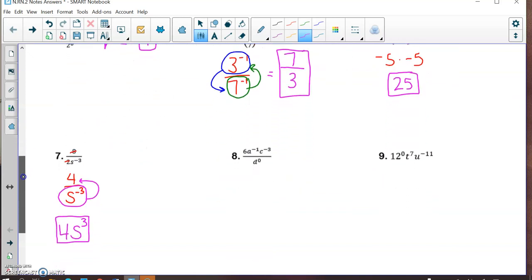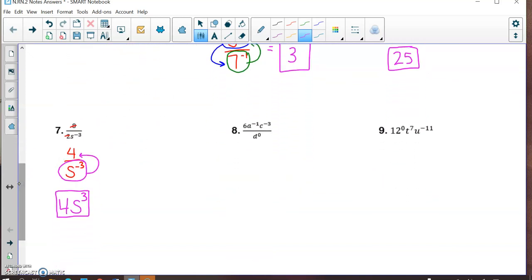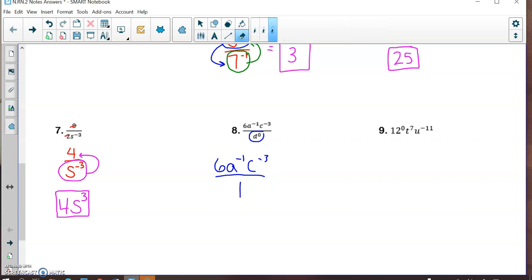Again, no negative exponents. All right, number 8, what we want to do here is, one, I can simplify the d to the 0th power. We are going to assume that all variables are non-zero numbers, so the d is going to be a non-zero number. So a d to the 0th power is a 1. So I really technically just have a 6a to the -1st power, c to the -3rd power, and if you want to write it over 1, you can, but you do not have to. I'm not going to.